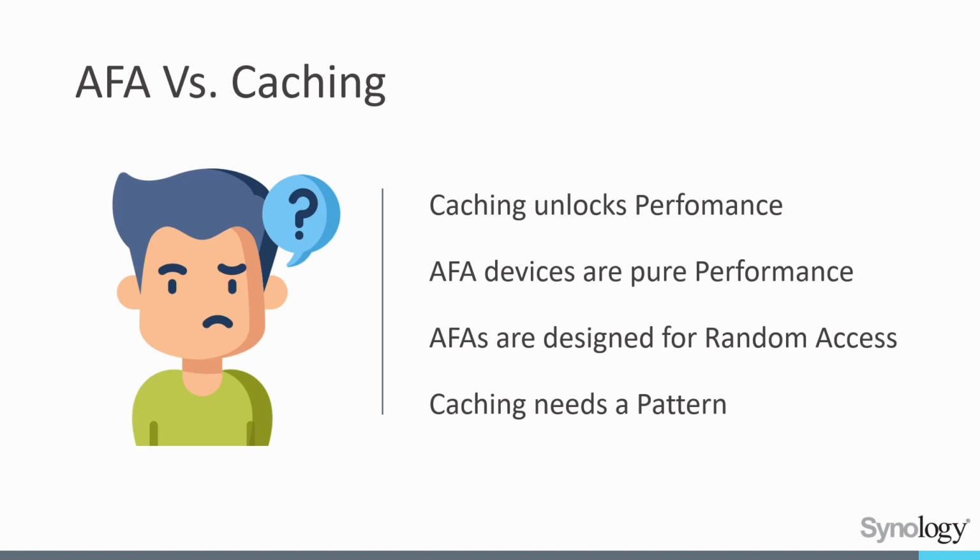So if you need a very fast data store, one of our large FlashStation units like the FS6400 is going to be able to handle quite a few virtual machines running off of its data store because of the speeds that you gain from the all-flash array. Also, caching needs a pattern, whereas a totally filled out all-flash array doesn't need a pattern at all. It can totally handle the random access associated with that as well. So really the difference between all-flash arrays and caching is that caching is supplemental to your array, whereas an all-flash array is a pure performance array for those high-speed workloads.